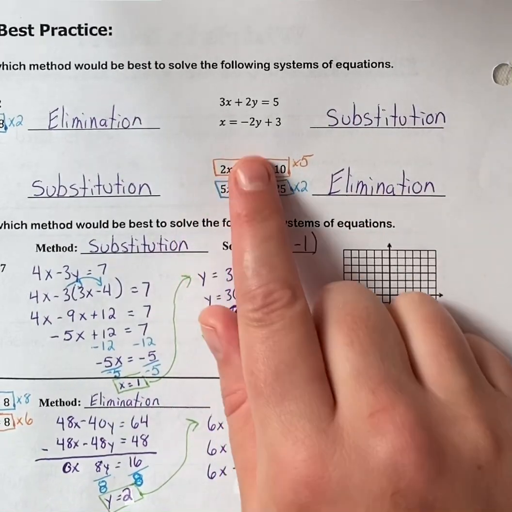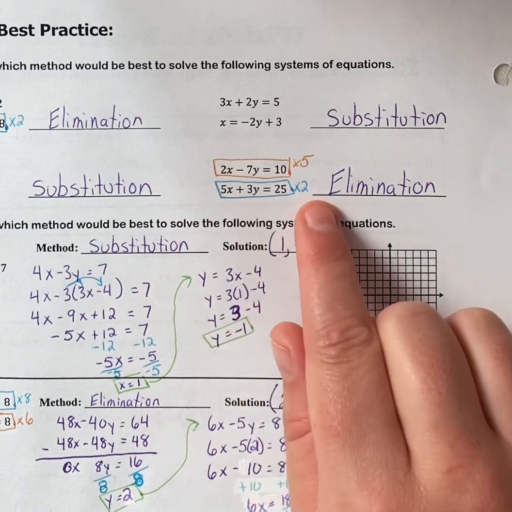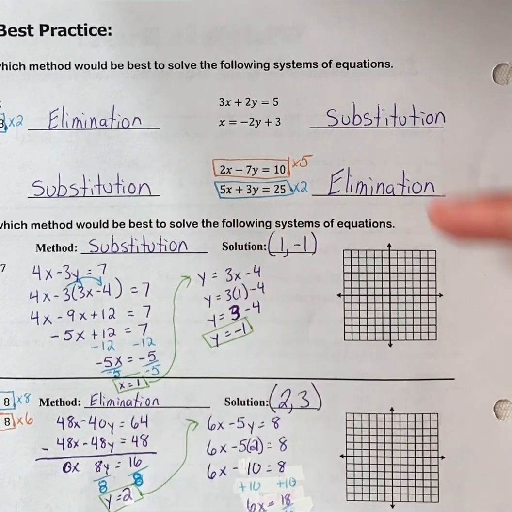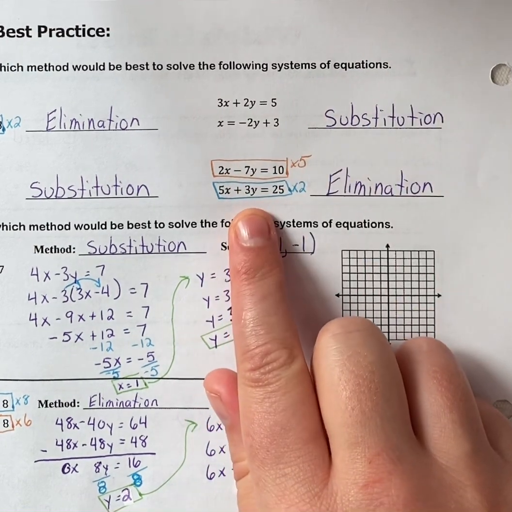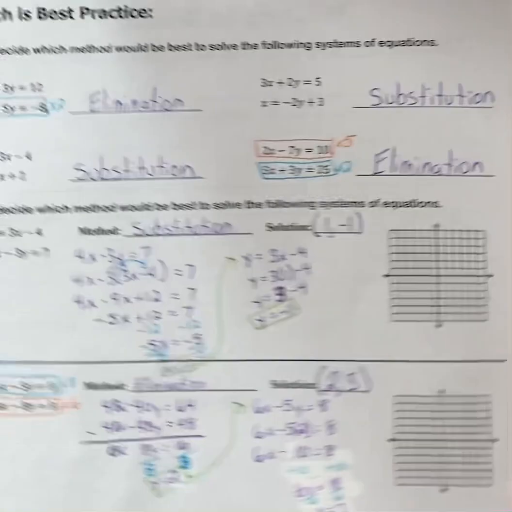And for here, I'd want to multiply each one separately. So the top one by 5 and the bottom one by 2, and that will give me 10x here for both of them, and then just subtract them. You can also do 3 and 7 to give you 21 on both of them, and then just add them together. Okay, so elimination is best.